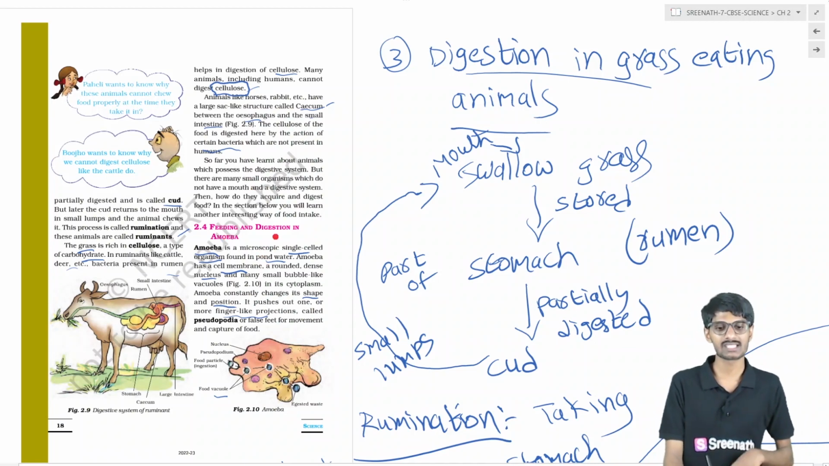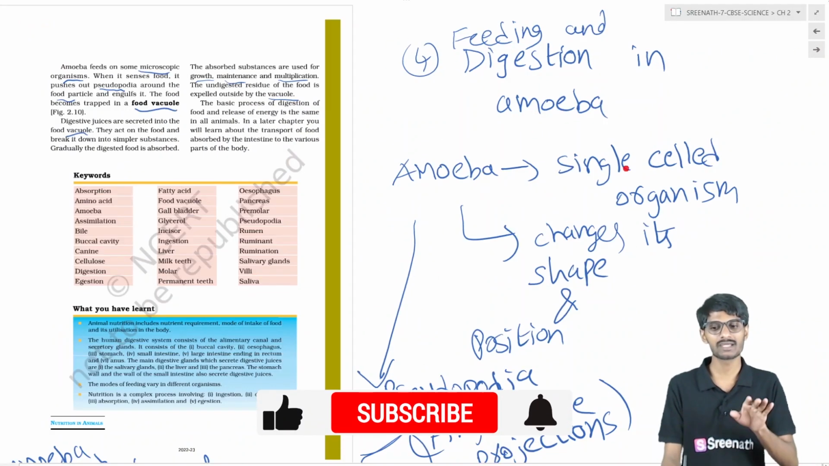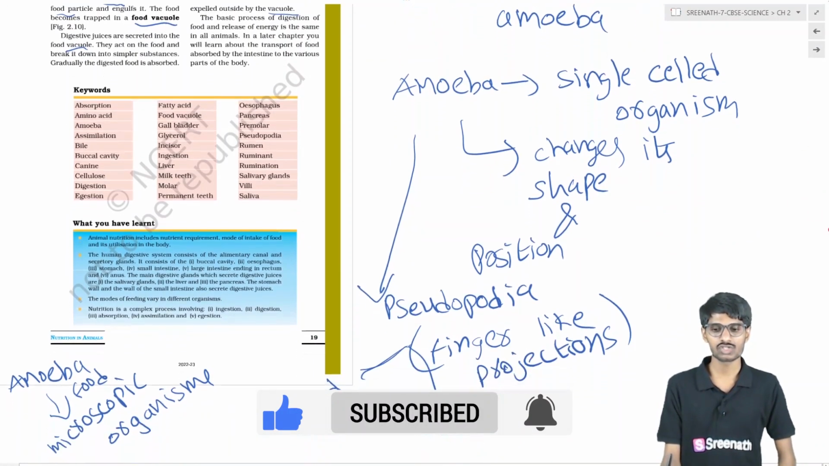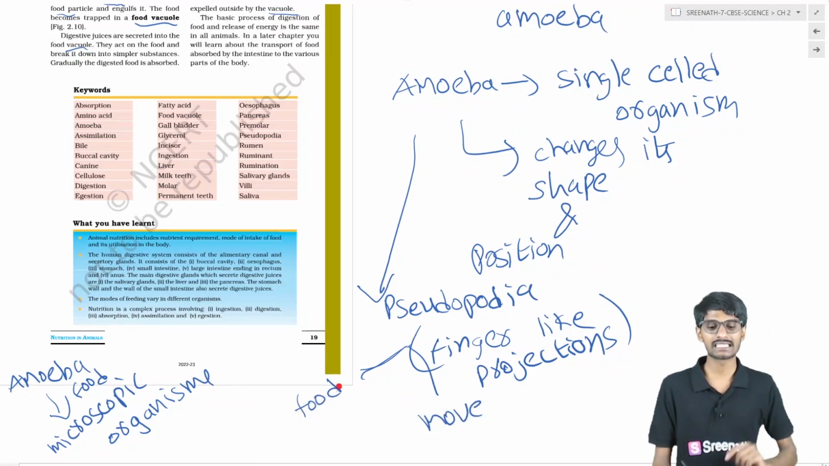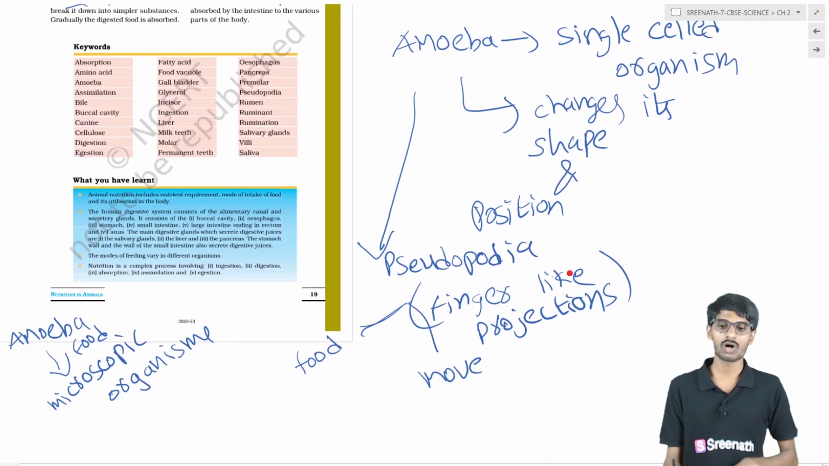Now the fourth topic is feeding and digestion in amoeba. Amoeba is a single-celled organism. It can change its shape, size and position, and it has pseudopodia, which are finger-like projections. With the help of these it takes in food, and it also moves with them.